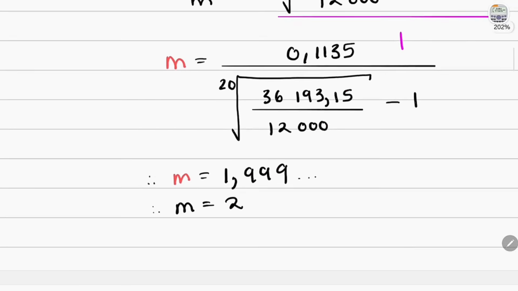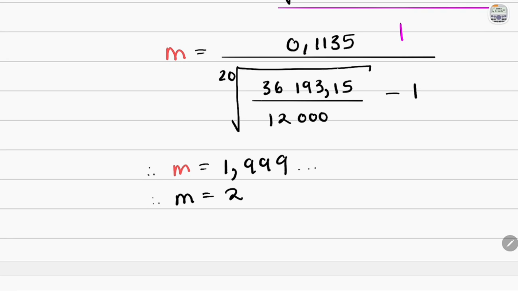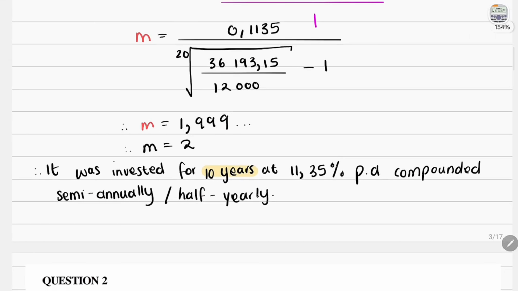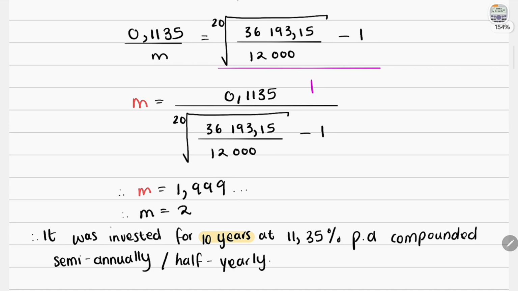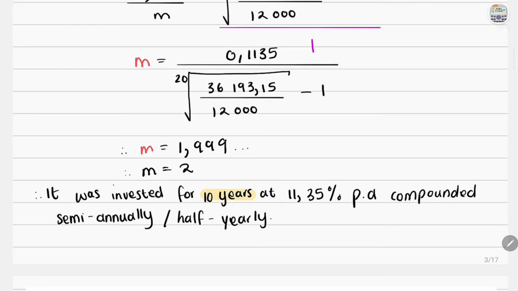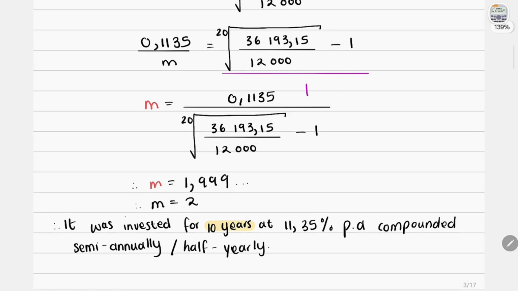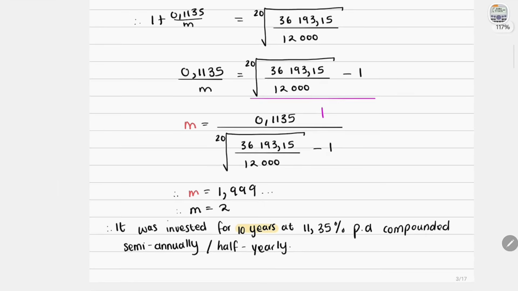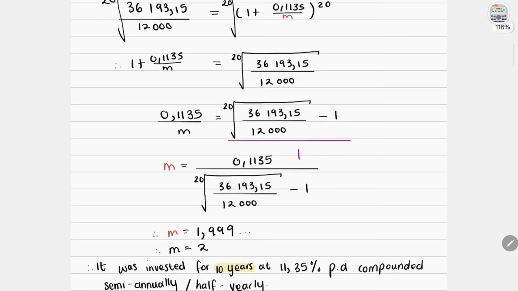Okay, so I'll just write it in full. It was invested for 10 years, compounded semi-annually. Okay, so that amounts that 12,000 was invested for 10 years at 11.35% per annum, compounded semi-annually, or you could also say half-yearly. And that is our answer. And that is it for question 1.